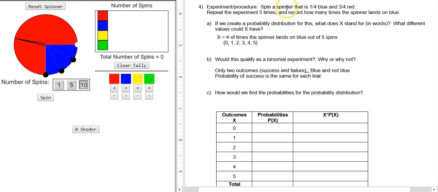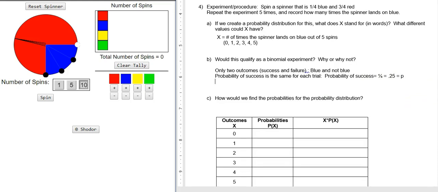And if we look at how much of our spinner is blue, we can figure out the probability of getting a blue for each particular spin. Here, when we're talking about the probability of success, we're talking about per spin or per repeat of the experiment. That's why we say it's for each trial. Since our spinner is 1/4 blue, that means our probability of success is 1/4. And in binomial probabilities, we use a lowercase p to stand for the probability of success.